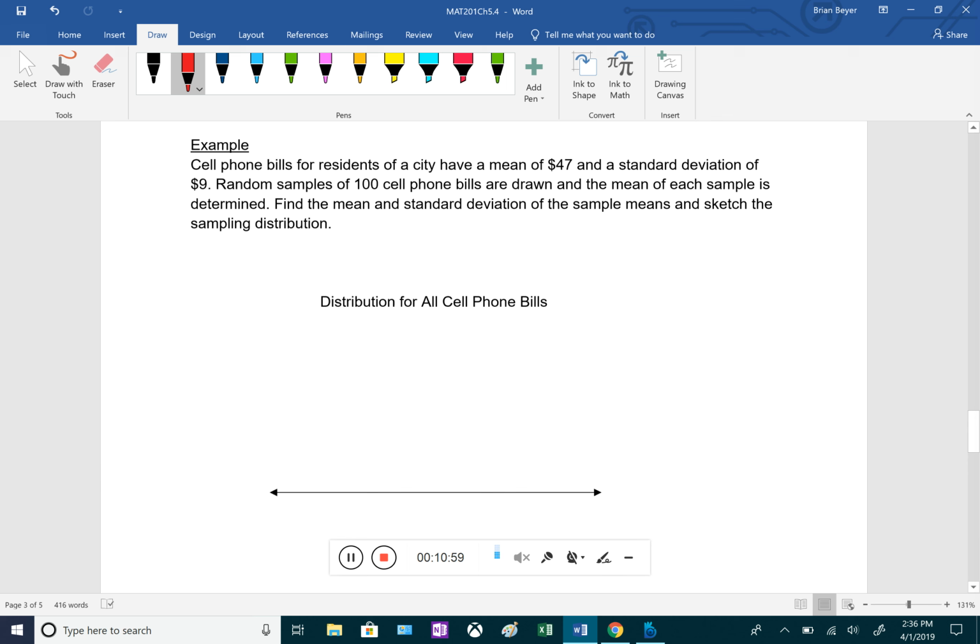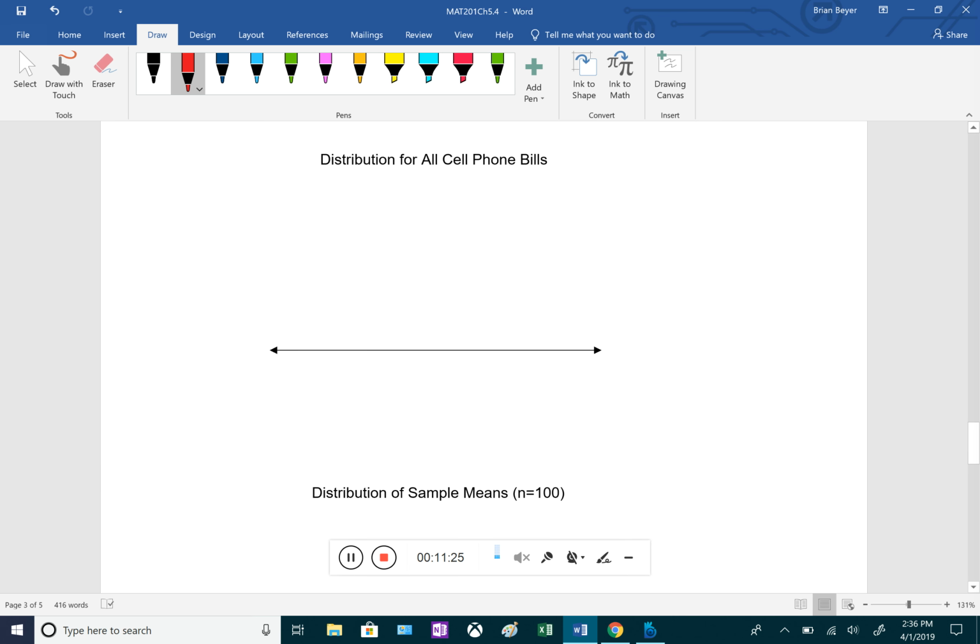So let's look at an example here. Let's say that cell phone bills for residents of a city have a mean of $47 and a standard deviation of $9, and a random sample of 100 cell phone bills are drawn, and the mean of each sample is calculated. We want to find the mean and standard deviation of the sample means and sketch the sampling distribution. Okay, so let's say we have the graph of the cell phone bills, and let's say they look something like this.